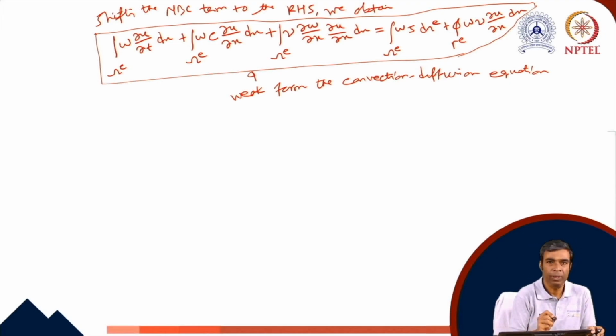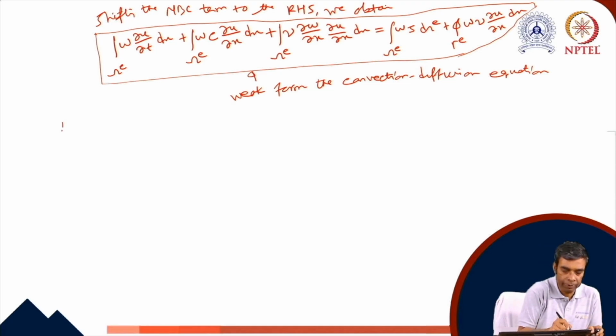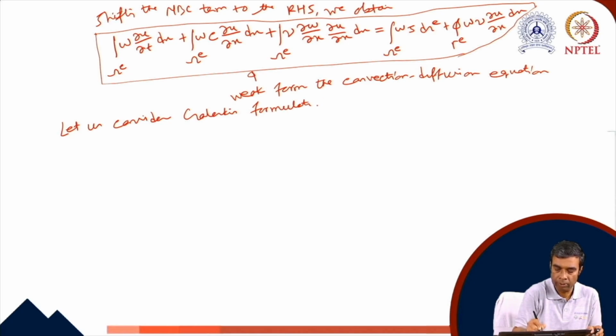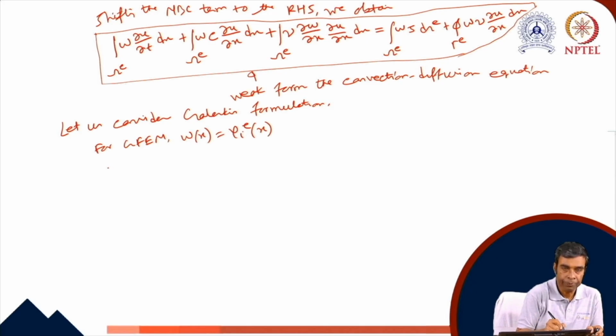Then we shall go for the Galerkin formulation. Let us consider Galerkin formulation. For GFEM, we get W of x equals psi i e of x, and we consider the trial solution.